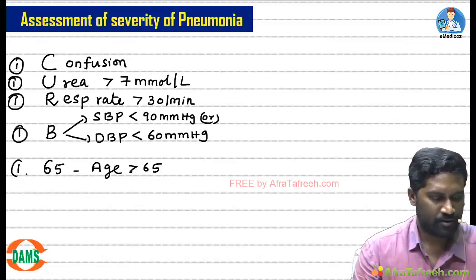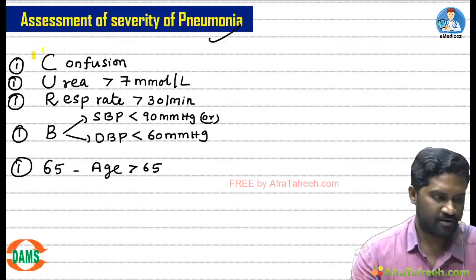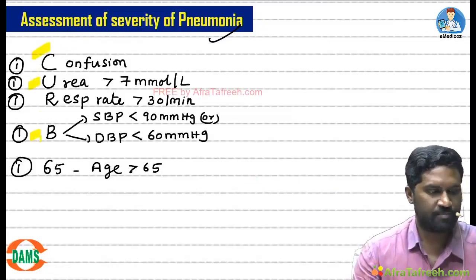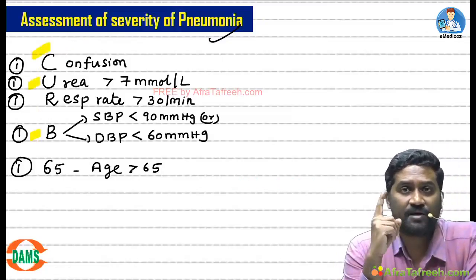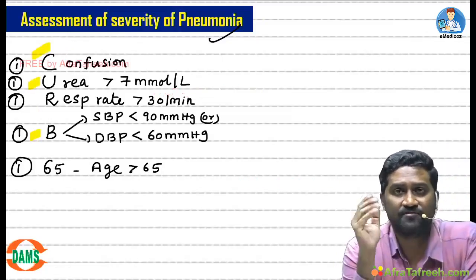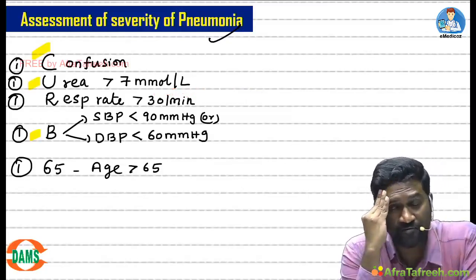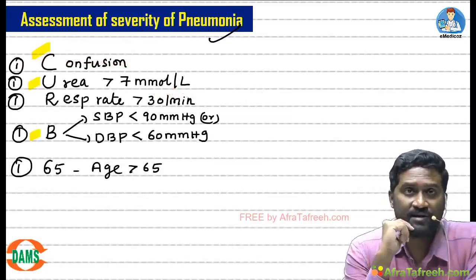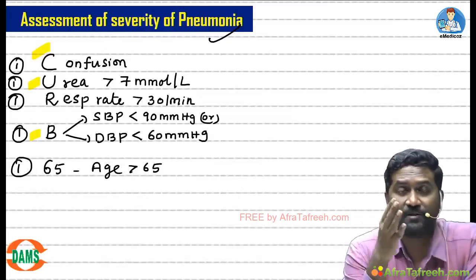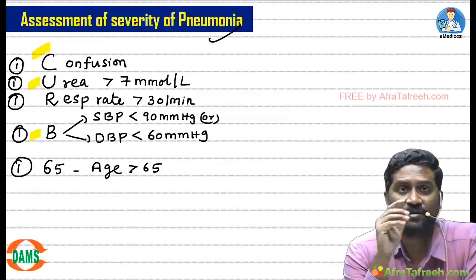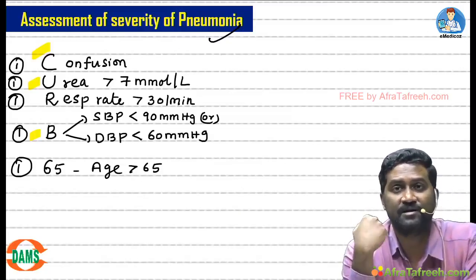Now you can get a doubt: this is pneumonia, why am I concerned about confusion, blood urea, blood pressure? The point to be noted here is, any infection in severe form can cause multi-organ dysfunction. In that multi-organ dysfunction, if the brain is involved, confusion; if the kidney is involved, renal dysfunction and increased blood urea; if there is septic shock, there will be a decrease in blood pressure. So if many variables are present, it means the patient is having a severe infection.